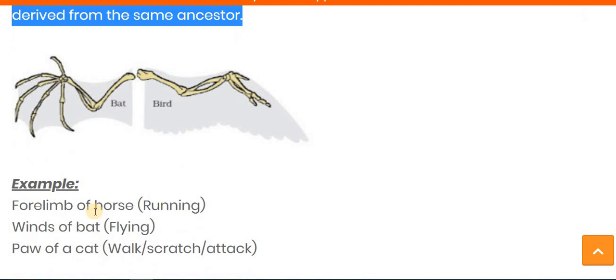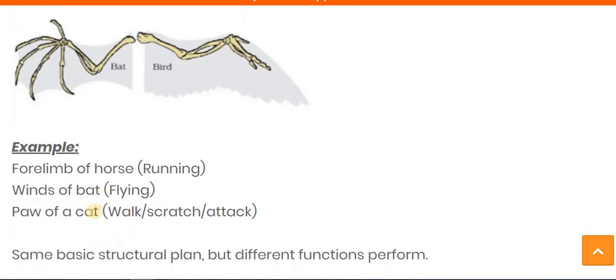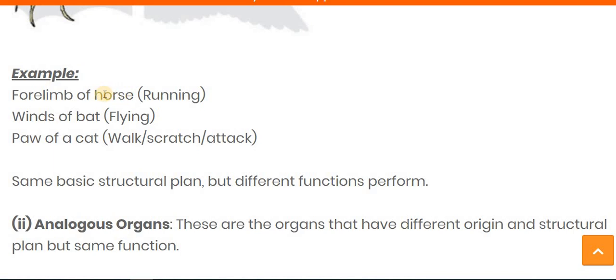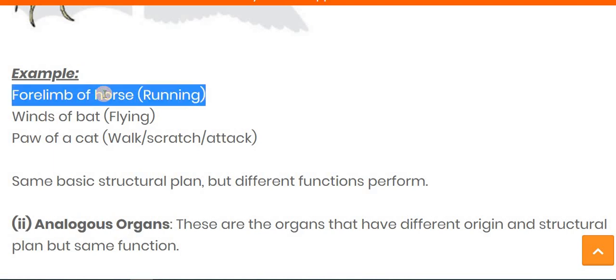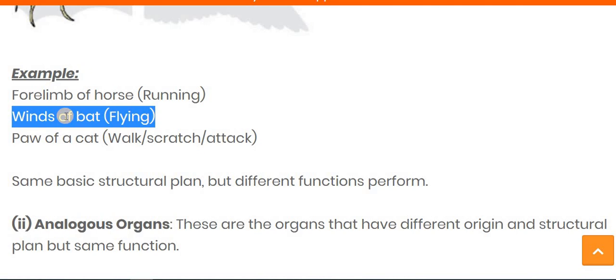Here you can see the structure of a bat and a bird. The structure is the same, but the function is different. For example, here you can see the forelimbs of the horse, used for running, and the wings of the bat, used for flying. The structure of the forelimb of the horse and the wing of the bat are similar, but the function is different.